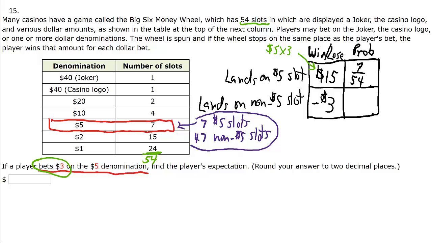Since there are 7 $5 slots and there are 54 in all, the probability that the ball lands on a $5 slot is 7/54, which means the rest of them, the 47, are not winners for that player. So there's a 47/54 chance of that player losing $3. Once you get the table set up, you just multiply across and add down. So if you multiply 15 times 7/54, you get 105/54. And if you multiply negative 3 times 47/54, you get negative 141/54.